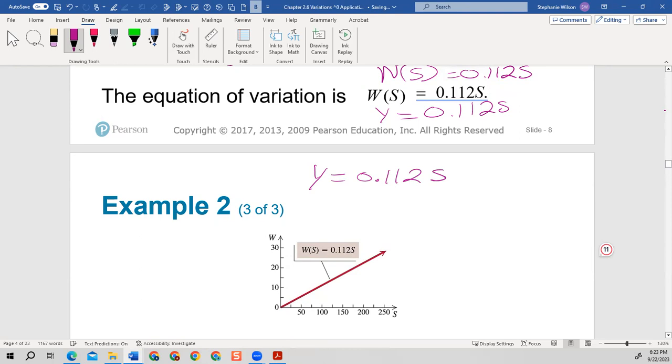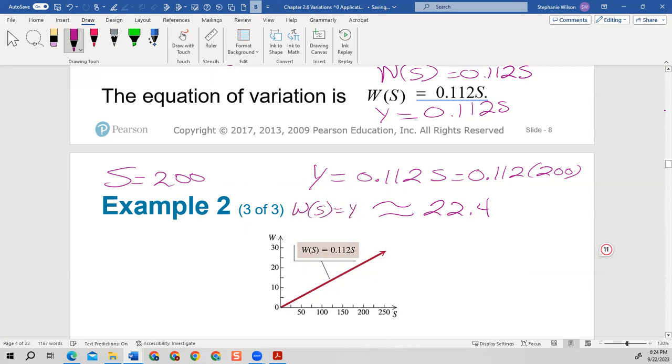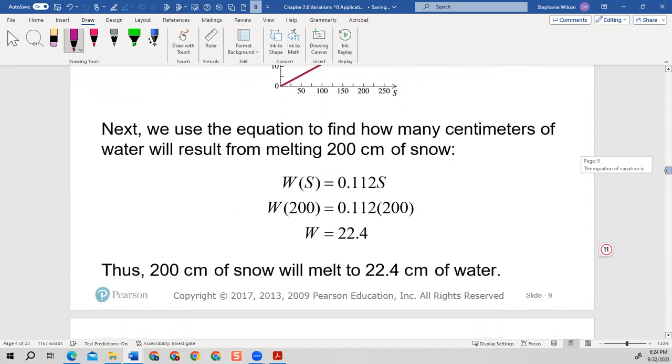The software or your textbook may have the W and S, and you could leave that too. I'm going to plug in for S because it's my snow, right? 200 centimeters. So now I got 0.112 times that 200. And when we multiply that out, now I get 22.4 centimeters. So my water is 22.4 centimeters. That's with 200 centimeters of snow before melting. There you go.